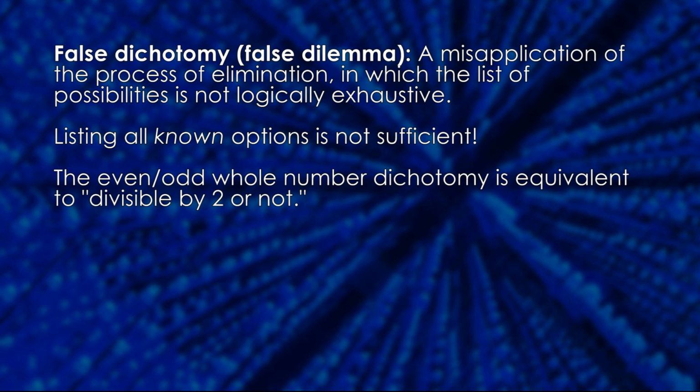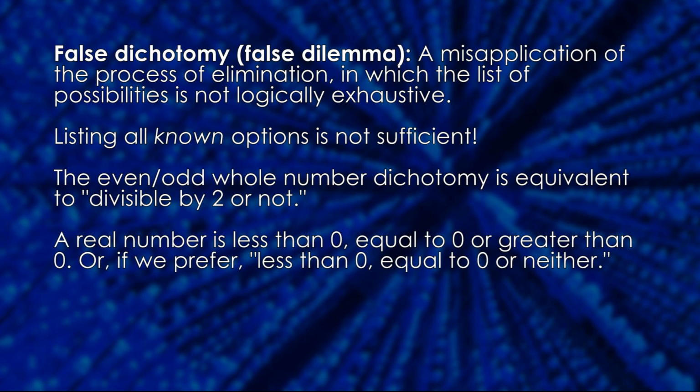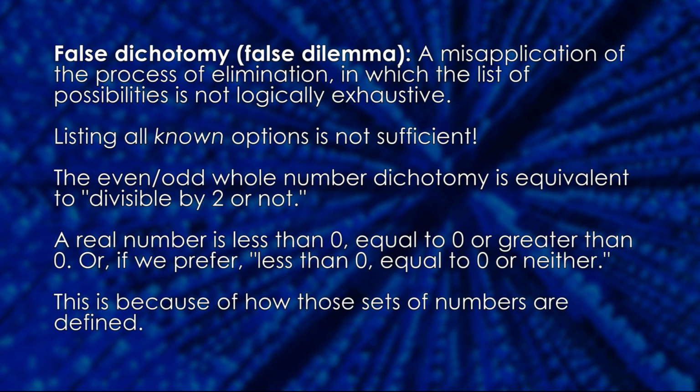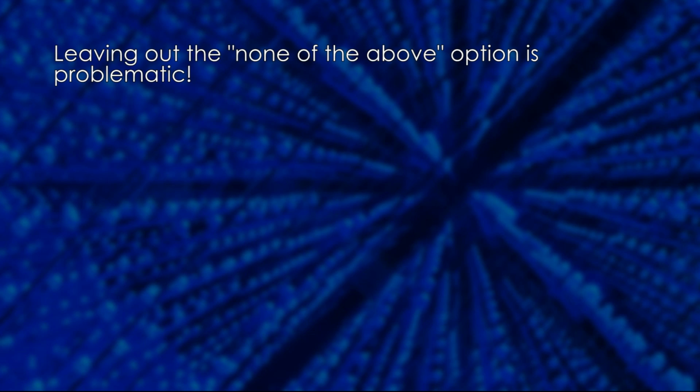A whole number is even or odd. There is no third option. A real number is less than, equal to, or greater than 0. There is no fourth option. In these cases, we are not simply unaware of any other alternatives. There cannot be any, and we know this because it follows from how those sets of numbers are defined. The problem comes when we can't list all possible alternatives, or when we conveniently forget ones that we can't eliminate.